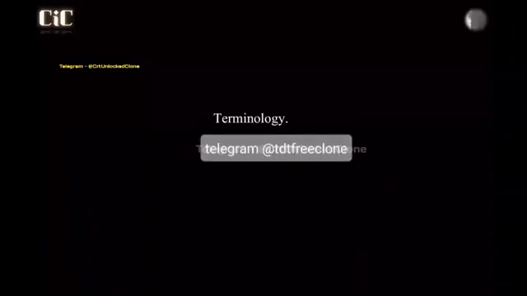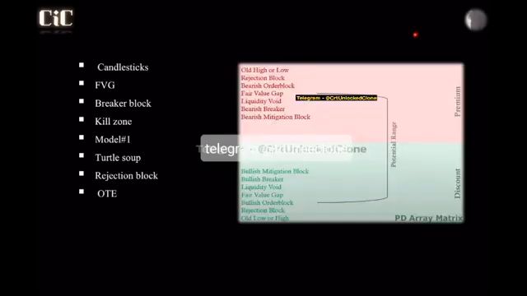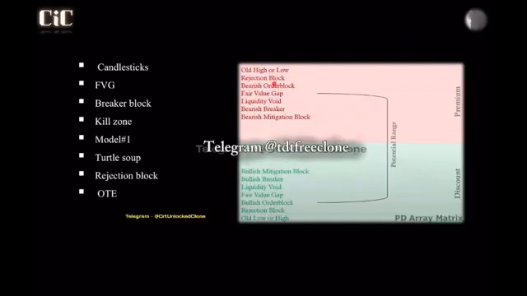Folks, before delving into the deeply technical chapters 2 and 3, here's a quick run-through to correct the terminology we use on a day-to-day basis as CRT traders. So on the right side we have the PD array matrix with all the different key levels that we look for before entering a trade.